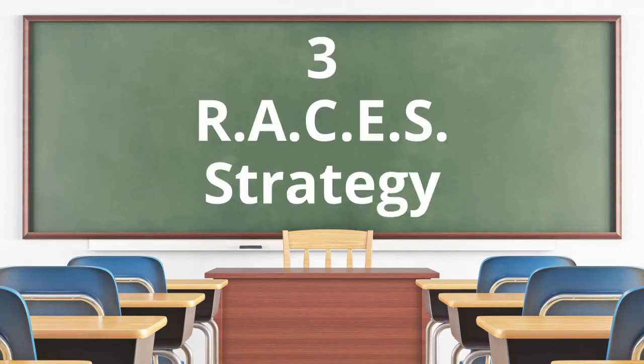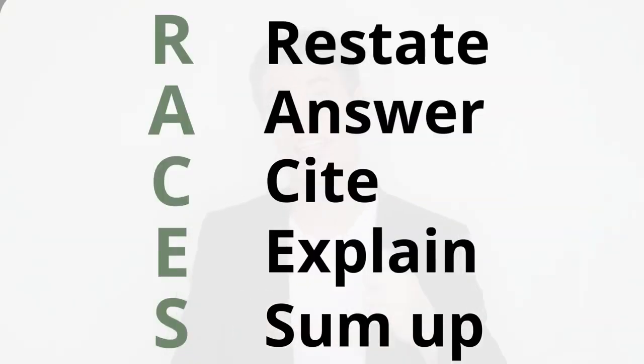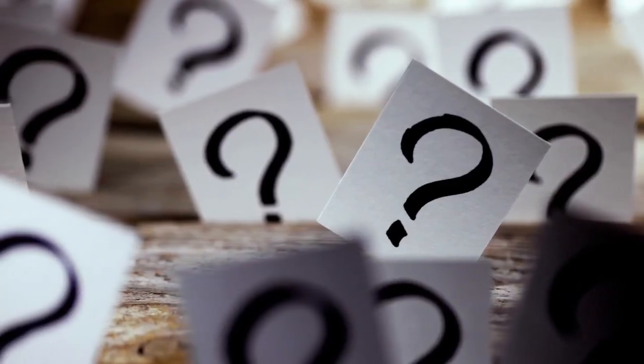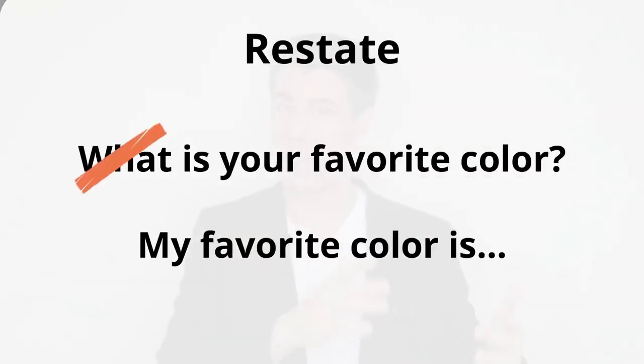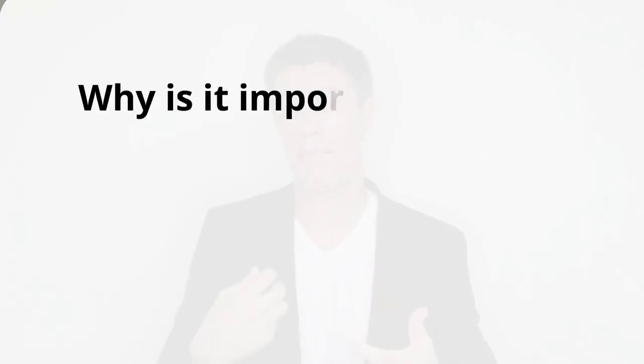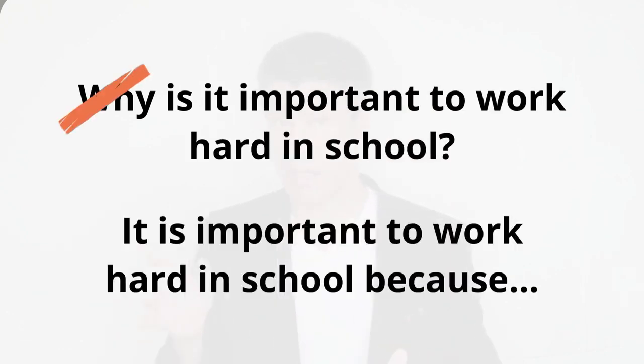Answer structure. RACES. To construct more thoughtful and thorough responses to comprehensive questions, it is not enough to simply answer the questions. For this, most instructors teach the RACES strategy. Restate. Use words from the question to begin your answer. Take out the question word. Who, what, where, when, how, why. What is your favorite color? My favorite color is. Why is it important to work hard in school? It is important to work hard in school because.